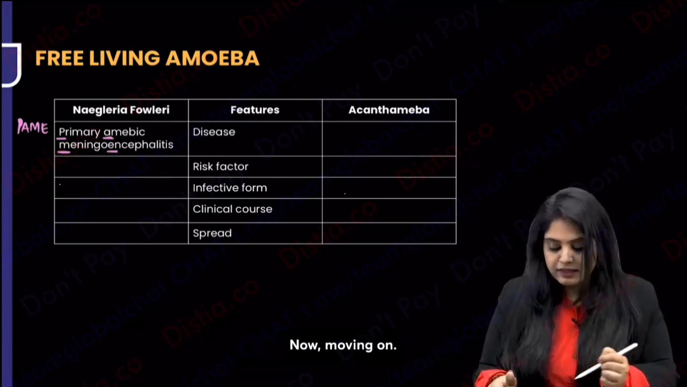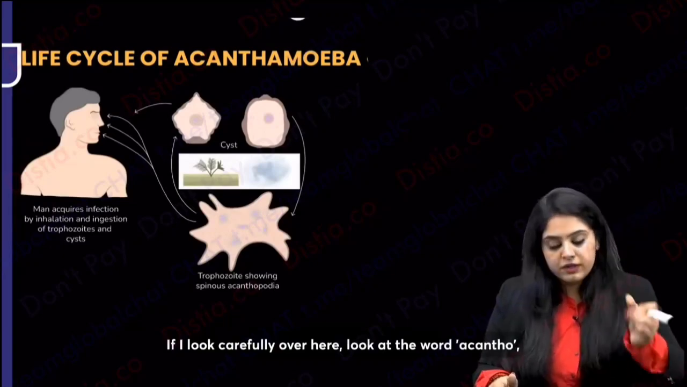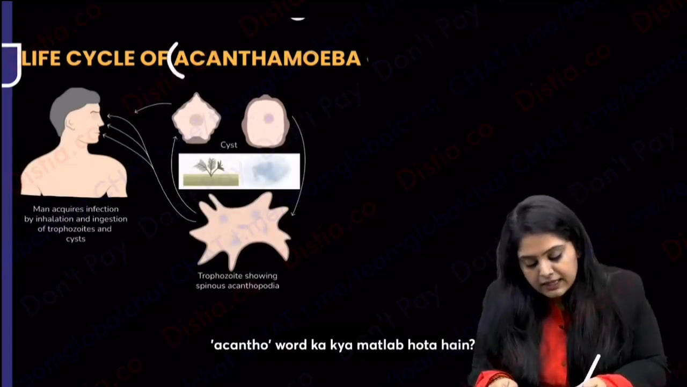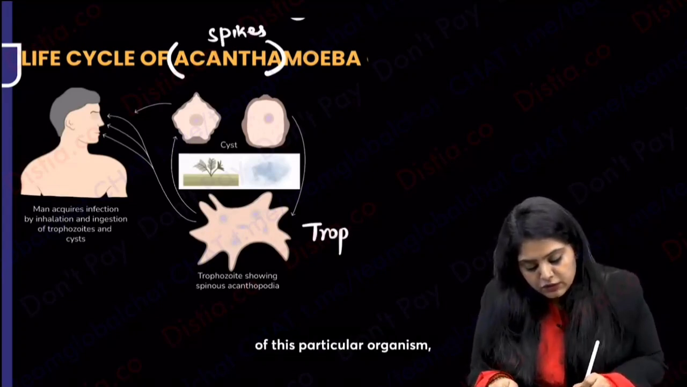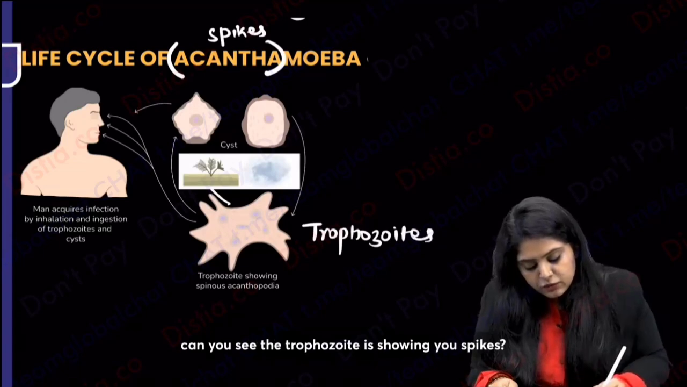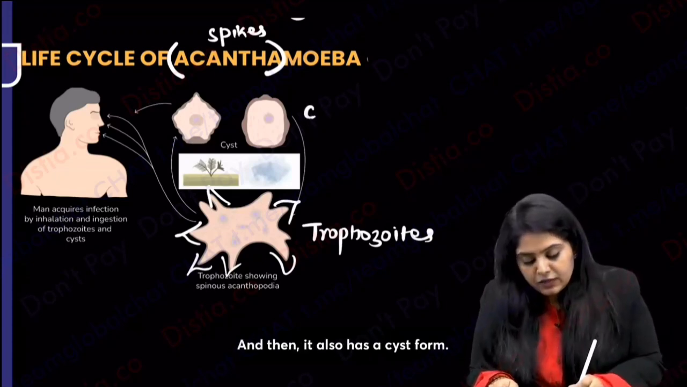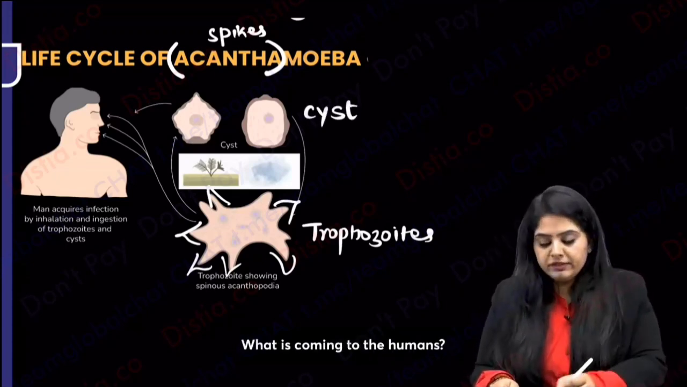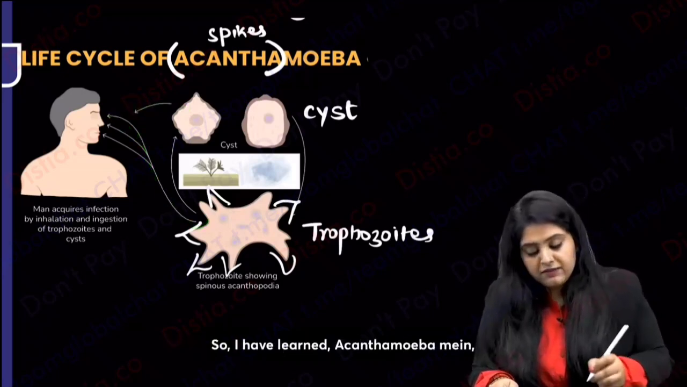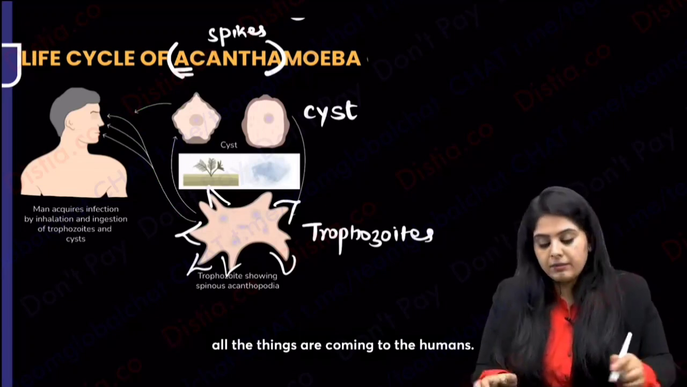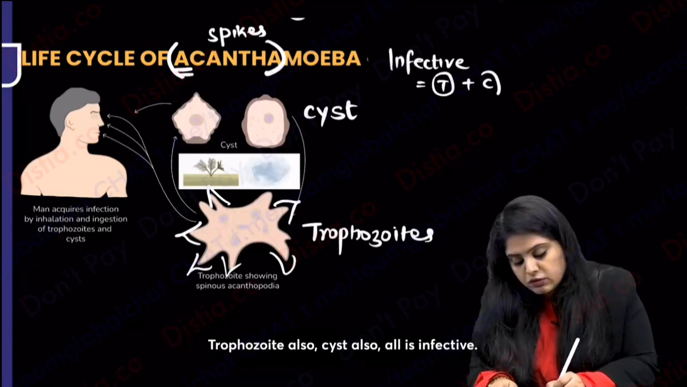Now moving on. There's another one which I call acanthamoeba. Now what is acanthamoeba? Look at the word acantho. Acantho word ka kya matlab hota hai? Acantho always means spikes. So if you look at the trophozoite of this particular organism, can you see the trophozoite is showing you spikes? That is how I will identify this life cycle. Trophozoite shows you spikes and then it also has a cyst form. What is coming to the humans? I can see the cyst is also coming to the humans. I can see the trophozoite is also coming to the humans. So I have learned acanthamoeba mein all the things are coming to the humans. If someone asks you what is the infective form, you will say everything. Trophozoite also, cyst also, all is infective.